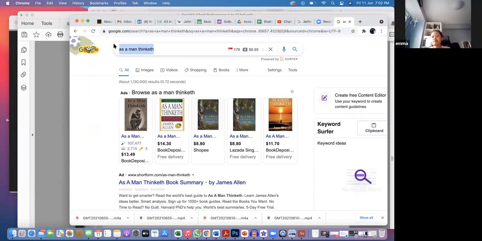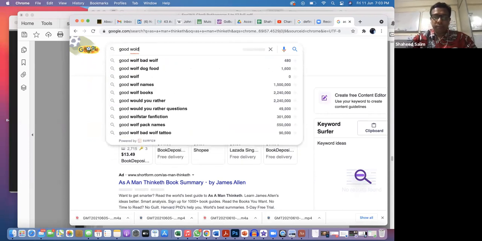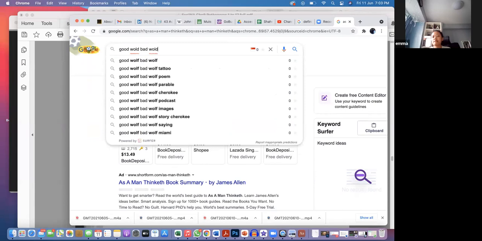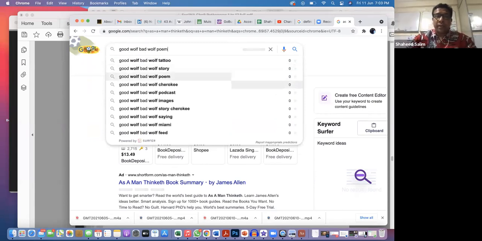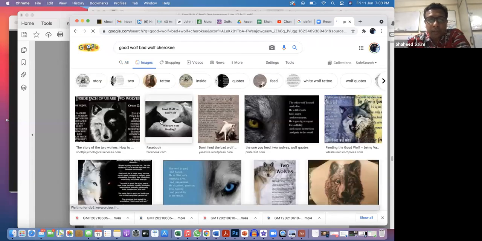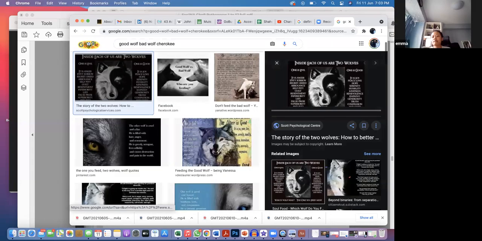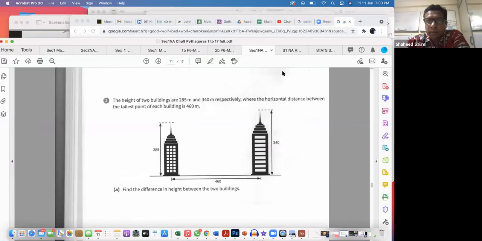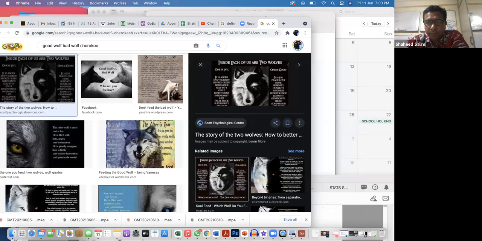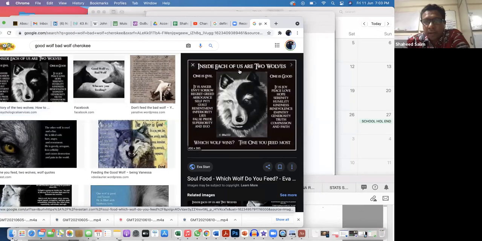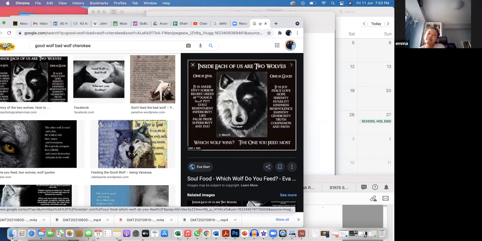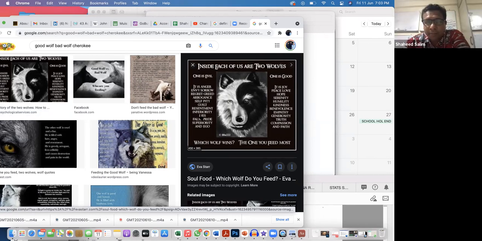But there is this thing, okay? Good wolf, bad wolf. This is a Cherokee, let's say. Can you see that? You see? Inside each of us, there are 2 wolves. One is evil and one is good. This one, they say, is anger, envy, sorrow, regret, arrogance, self-pity, guilt, resentment, inferiority, lies, false pride, superiority, and ego. There's a good one, which is joy, peace, love, serenity, humility, kindness, whatever.